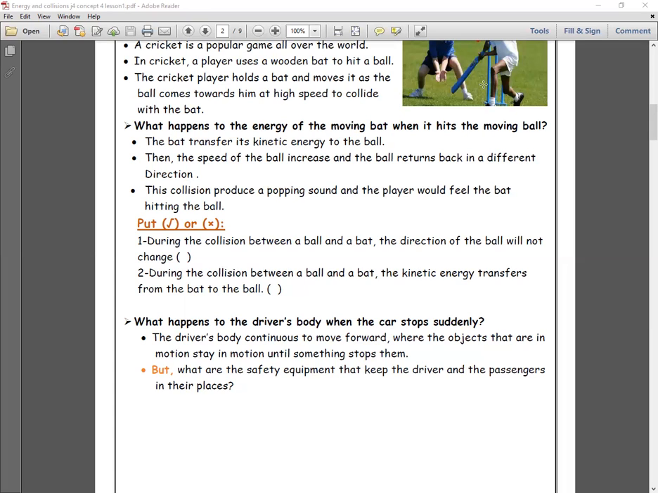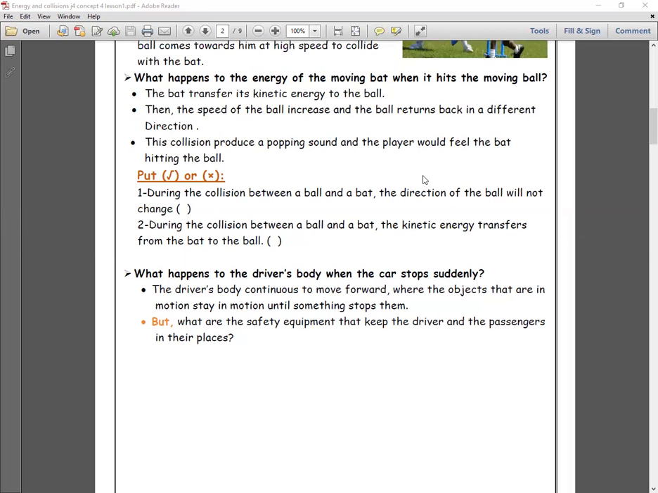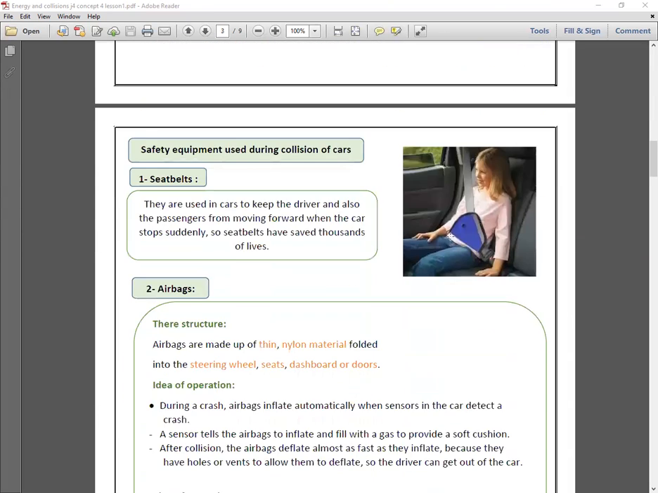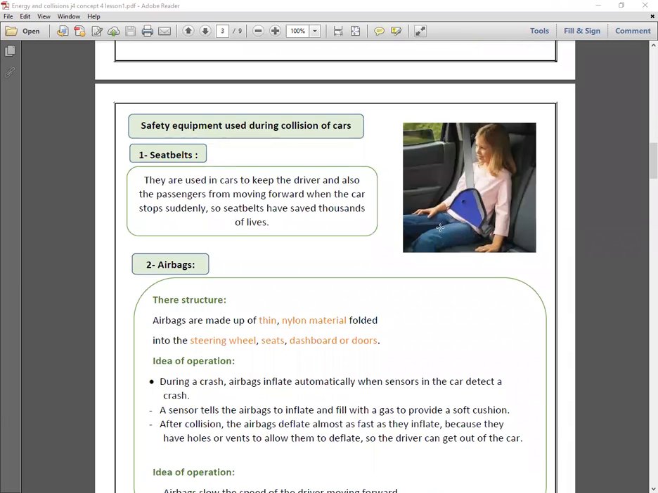they made safety equipment to keep the driver and the passengers safe in their places. So we will use what? Now we will study just two pieces of safety equipment. Number one, something called seat belts, like this girl has put on, okay? It's called seat belts.